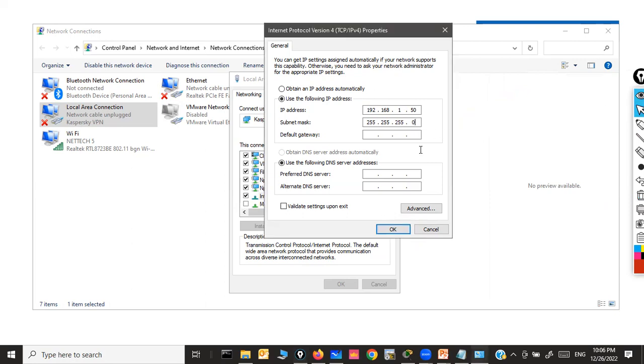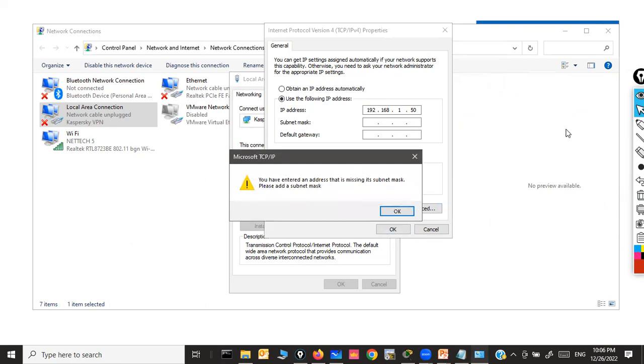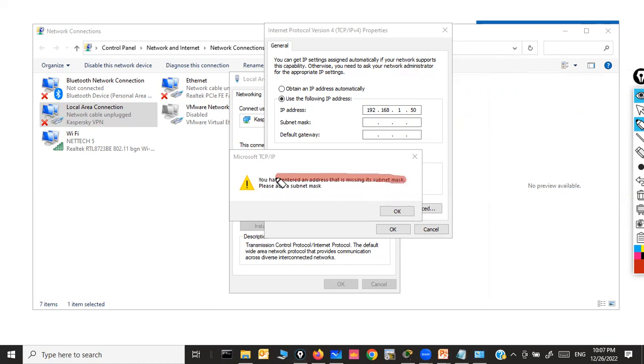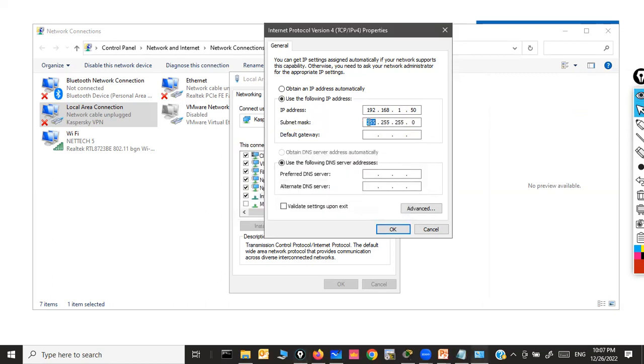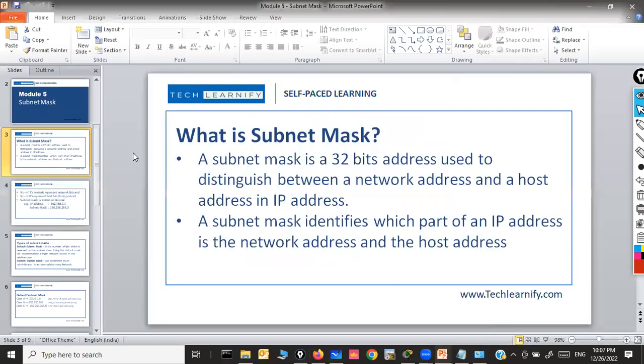But without a subnet mask, only an IP address, no way. And look at the message here: you have entered an address that is missing its subnet mask. Please add a subnet mask. Even if you don't understand the logic, you don't know what a subnet mask is, what the range is, or what value I should fill here, no problem. Just click with the mouse or use the tab key from your keyboard. This value will be auto-filled, and that's what the subnet mask is.